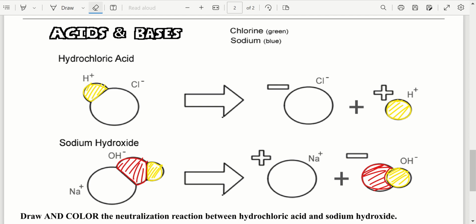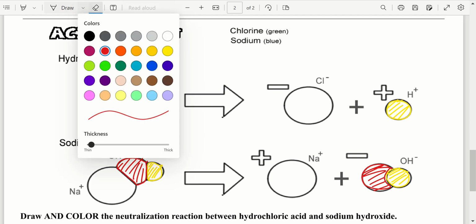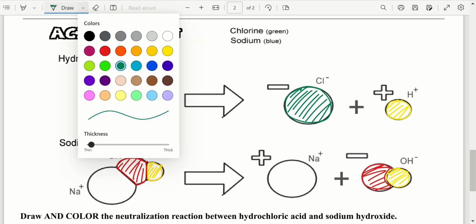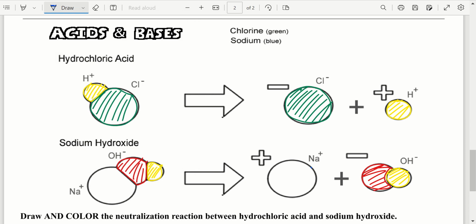All right, so let's look, just so I know the colors. Okay, so I need chlorine is green. So let's choose green, and here's one of my chlorines. So if I have a chlorine on this side, I've got to have 1 on the other side, and here it is. Okay. And then sodium is blue, so now I need to switch to blue. And I have a sodium on this side, and if I have 1 sodium on this side, I have 1 sodium on this side.